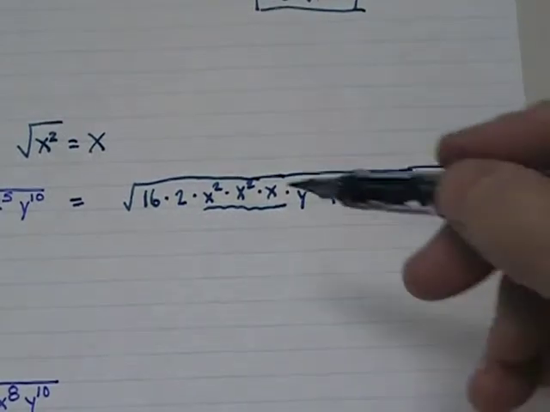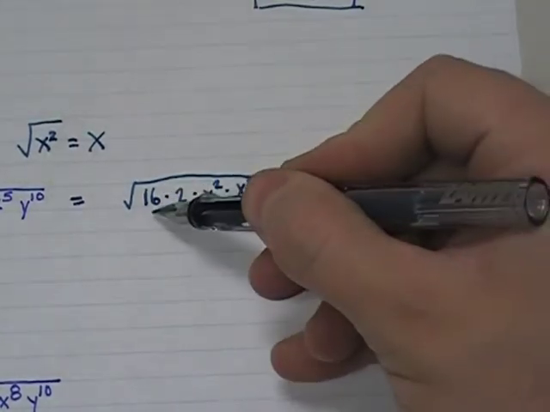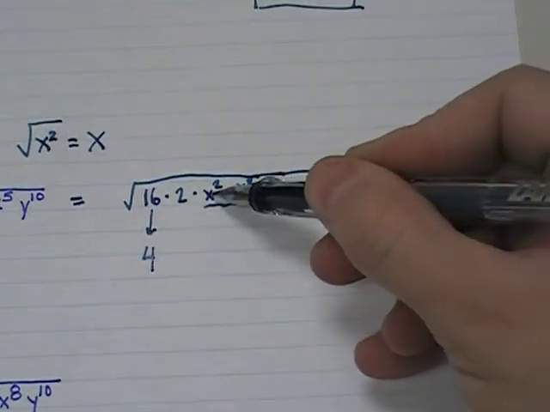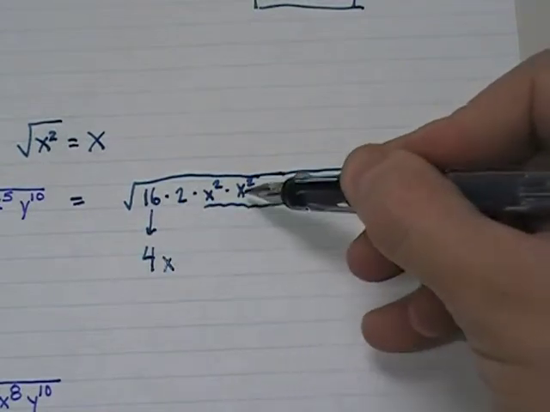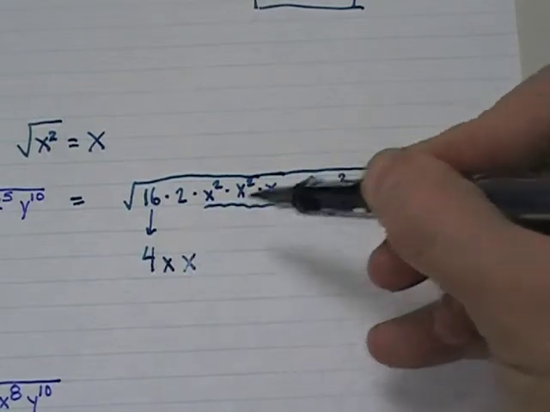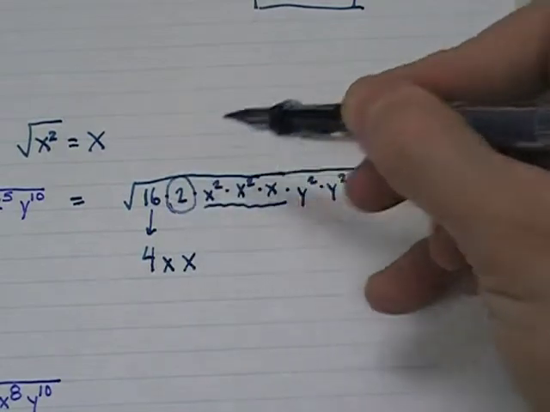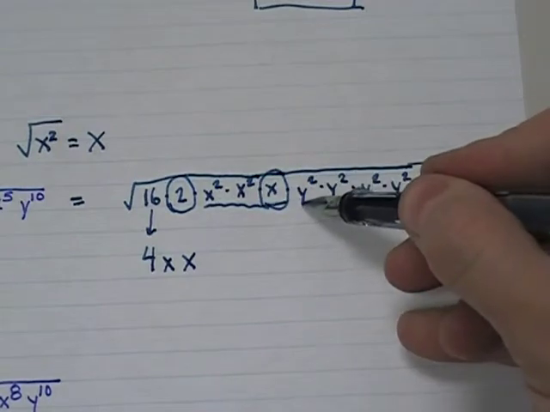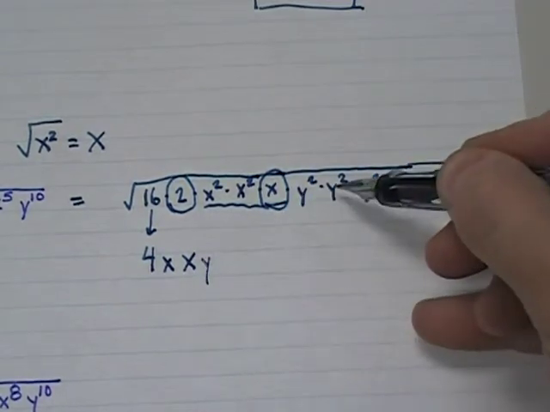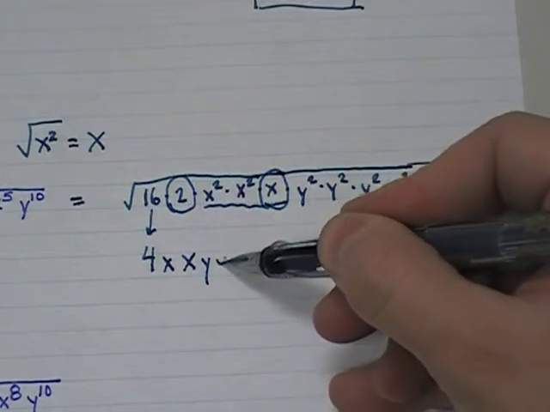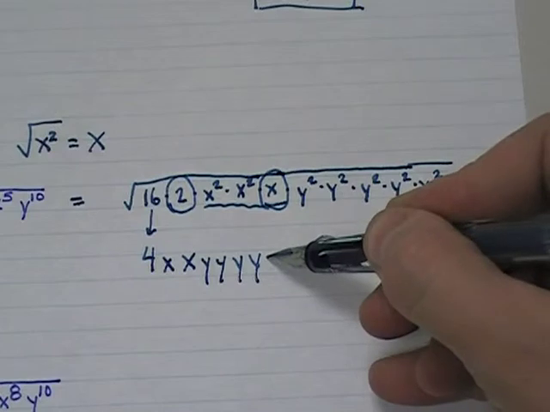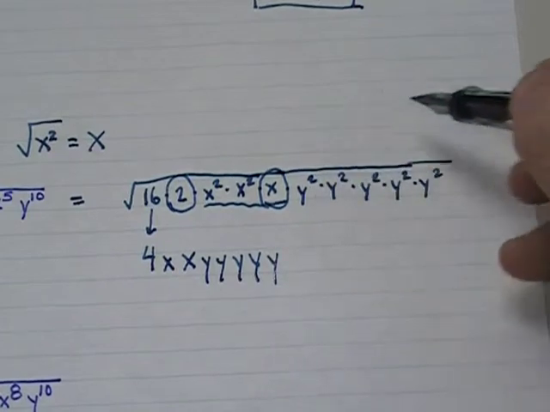Now ask yourself, what can I take the square root of? Well, the square root of 16 is 4. The square root of x squared is x. The square root of x squared is x. I cannot take the square root of 2. I cannot take the square root of x. Y squared, take the square root, you get y. Y squared, take the square root, you get y. Y squared, take the square root, you get y. And we're going to do this with all 5 of those.